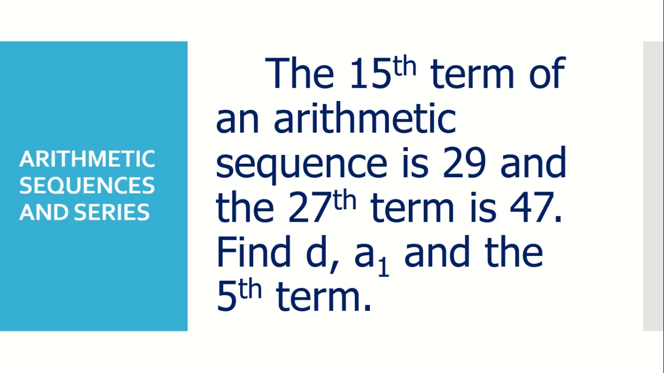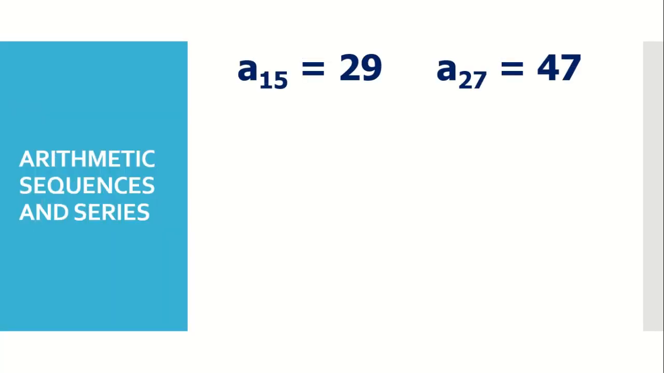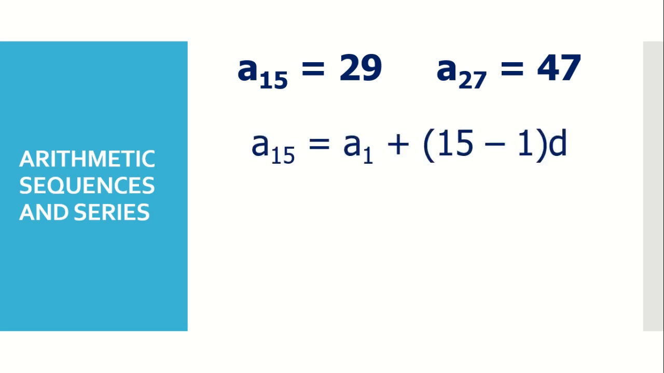Another example. The 15th term of an arithmetic sequence is 29, and the 27th term is 47. Find d, a sub 1, and the 5th term. So again, our given are a sub 15 is equal to 29 and a sub 27 is equal to 47. Since our a sub 1 and d are missing, we will now create equations.